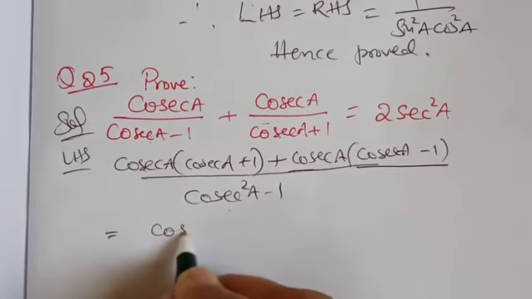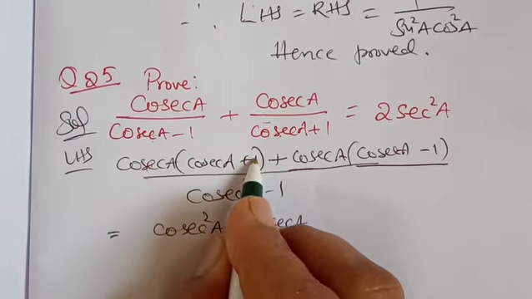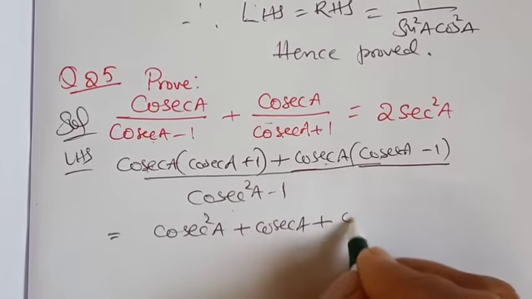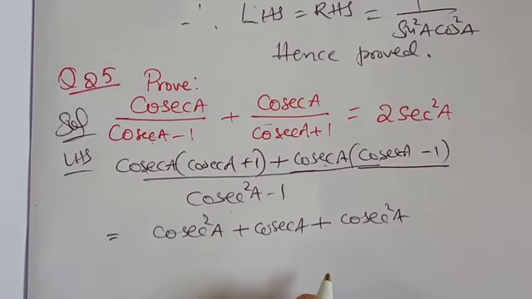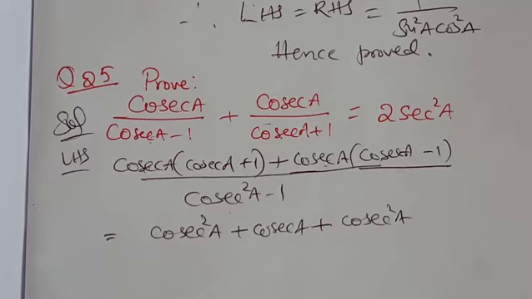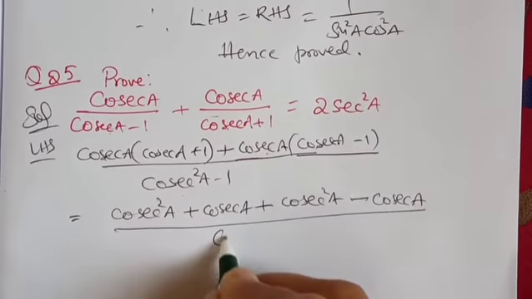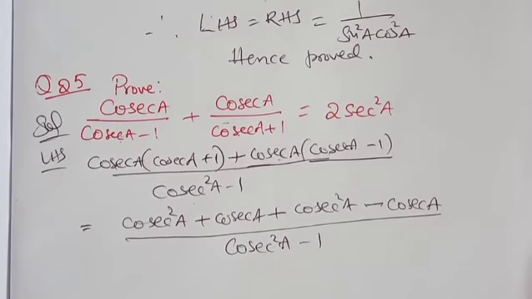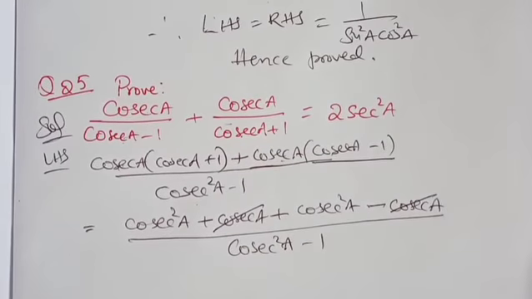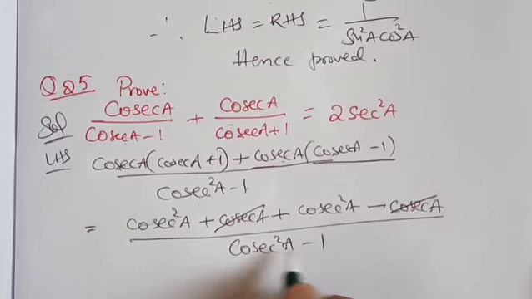Cosec A into 1, cosec A into cosec A is cosec square A, plus cosec A. Cosec A into 1 is cosec A, cosec A into cosec A is cosec square A, minus cosec A. Okay, children. So now plus cosec A minus cosec A we can cancel. So what is cosec square A minus 1? How can we write? Cot square A.